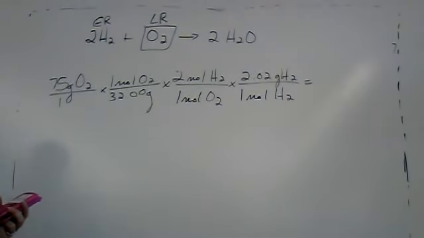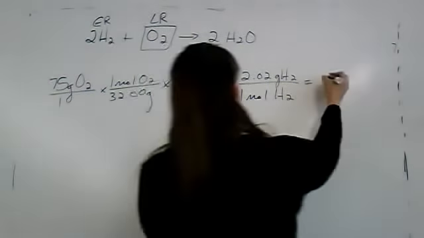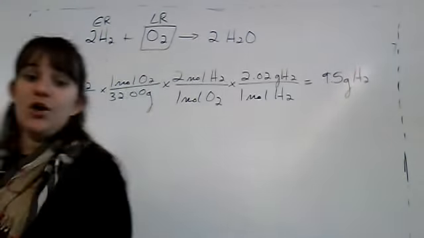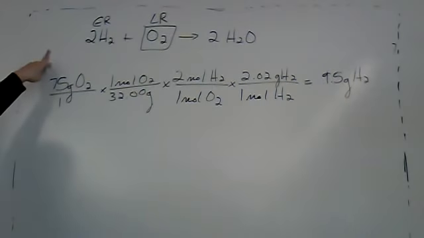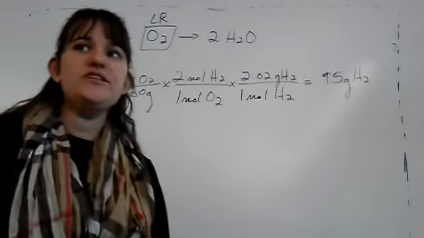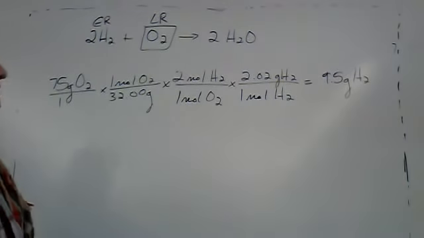So I'm going to take 75 divided by 32 times 2 times 2.02. There we go. This tells me that I would use 9.5 grams of hydrogen. So when I react 75 grams of oxygen, I only use 9.5 grams of hydrogen. And that's because hydrogen is so much lighter than oxygen.